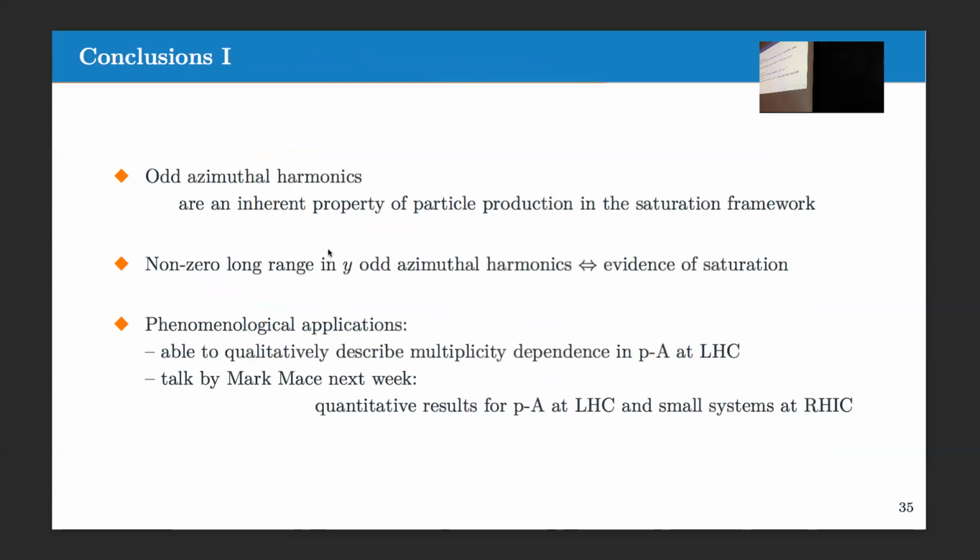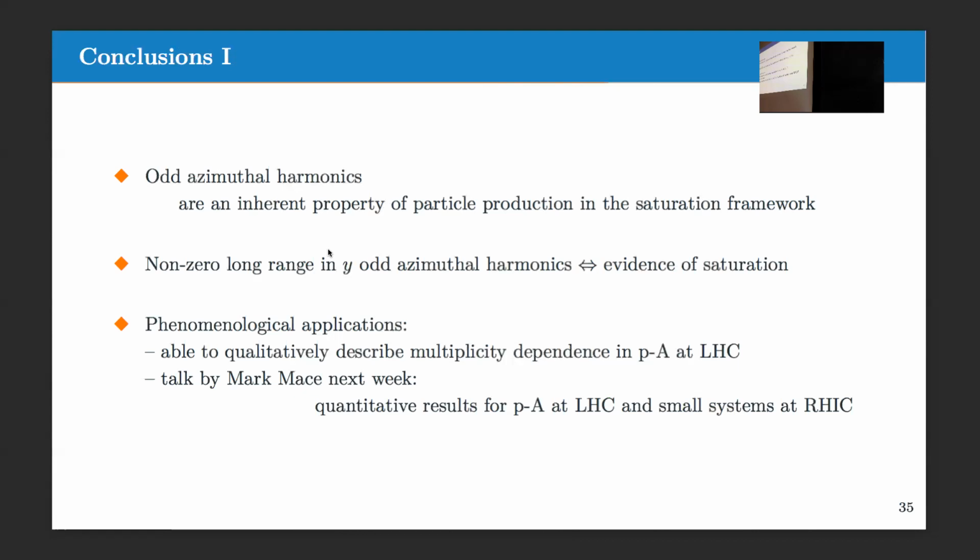So the conclusion here is that there are odd harmonics, an inherent property of the particle production and saturation framework, so they are present there. We found and identified the diagrams which contribute to this odd anisotropy. It's long range in rapidity. So if you just think that there is only a CGC contribution, classical and long range in rapidity, then it might be a surface and evidence of saturation.